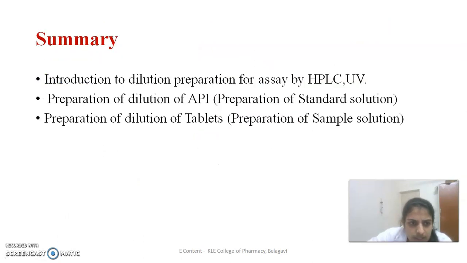So the summary of the topic is, we understood the introduction to the dilution and preparation of the assay by HPLC and UV. Second point is the preparation of dilution of API, preparation of standard solutions, and third point is the preparation of the dilution of the tablets, how you have to prepare. You understood these 3 points, and also you understood how to calculate the strength of the concentration of the solution, how to convert mg to microgram, and how to do the conversion of the dilution of the solution.